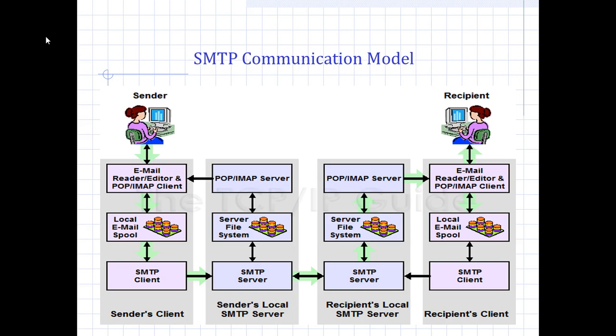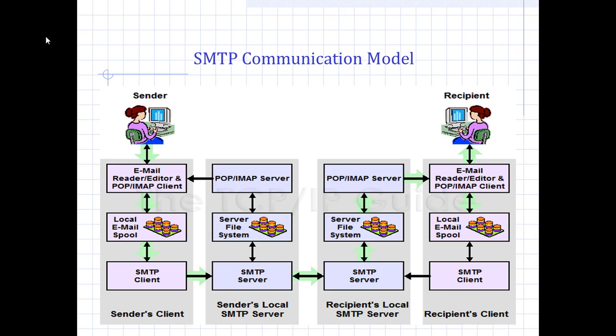This is the SMTP communication model. Here you see the sender and the recipient. There is a sender's client, which has an SMTP client that connects to the SMTP server, the sender's local SMTP server. It fetches from the server file system, and through the POP and IMAP server, the email reader editor and POP and IMAP clients are used, and it fetches information from the local email spool, if any additional information is required.